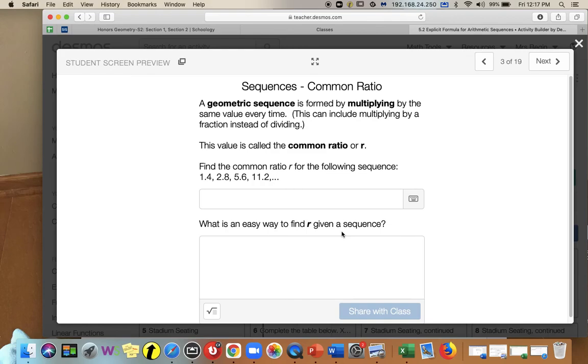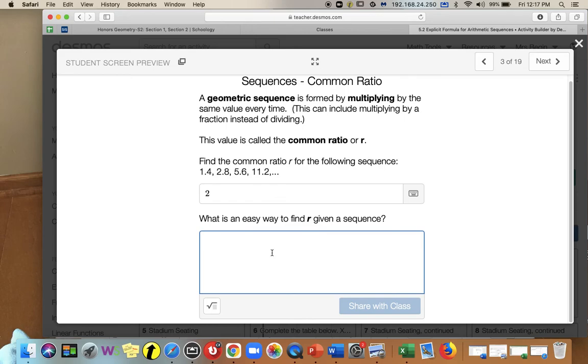And if I take 2.8 divided by 1.4, I will get 2. So here the common ratio is 2. If you multiply by 2, you get the next number in the list. And again, an easy way to find the ratio is to take any number and divide by the number before it.